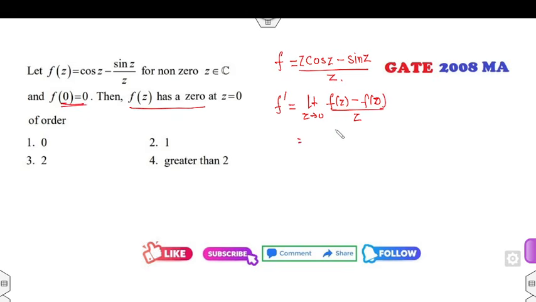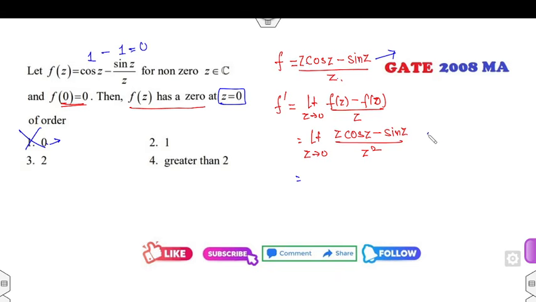If you substitute them, it will be z cos z minus sin z over z square. Fine. Now firstly we will see whether 0 is the order or not. As z approaches 0, this value goes to 0. Or you can see sin z by z is 1, so 1 minus 1 is 0. So 0 can never be odd. Now again it's a 0 by 0 form. I can apply the L'Hopital rule.